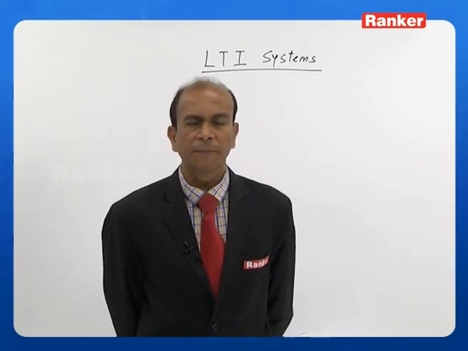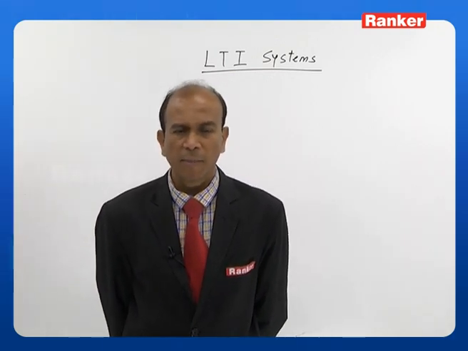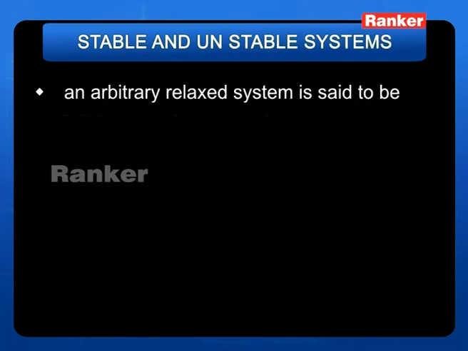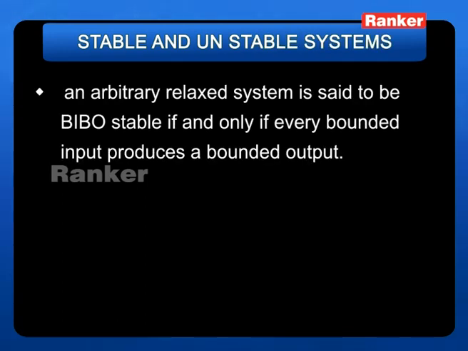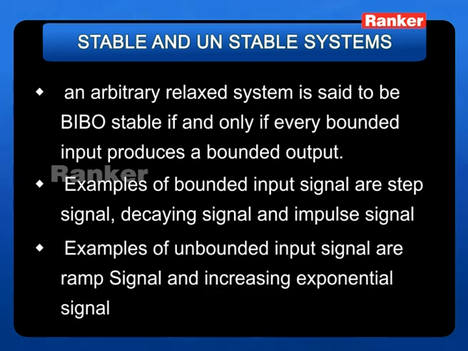Then we will look at stable and unstable systems. So, what do we know about a stable system? An arbitrary relaxed system is said to be BIBO stable if and only if every bounded input produces a bounded output. Examples of bounded input signals are step signal, decaying signal, impulse signal. Unbounded are ramp and increasing exponential signals, of course, because there is no limit to the input. The input is not bounded, so output definitely will not be bounded.